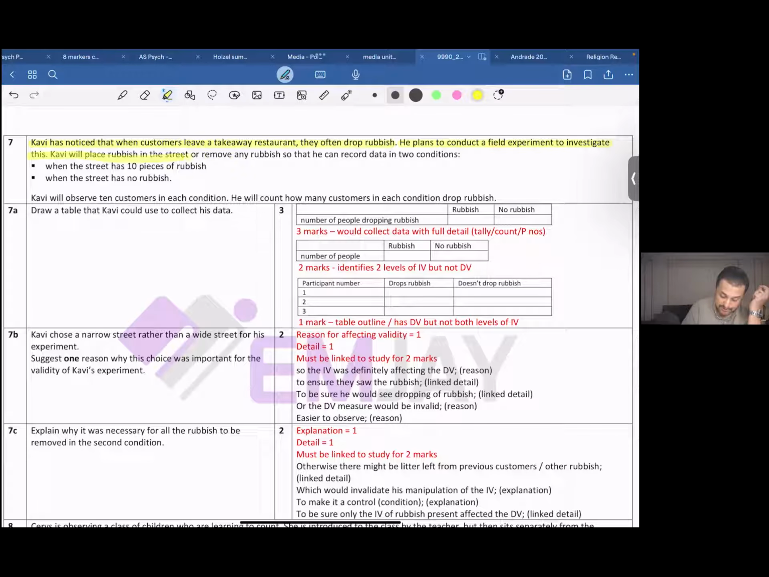Kavi will place rubbish in the street or remove any rubbish so that he can record data in 2 conditions. Now, this goes for every question, but especially for questions 7, 8, and 9, I'd advise you to read the question thoroughly, read it over and over again. Rather, pause this video here and read this question once thoroughly.